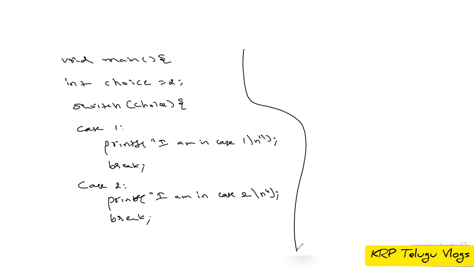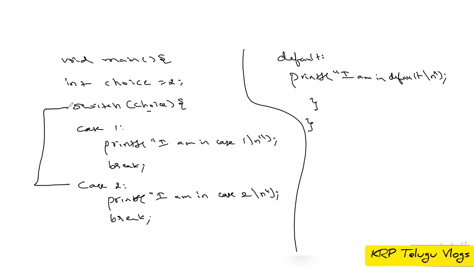So default, printf default. So I'm closing the switch, I'm closing the main. So what will it print? So switch choice. So what is the choice? Choice is 2. So it will directly take the control to case 2.